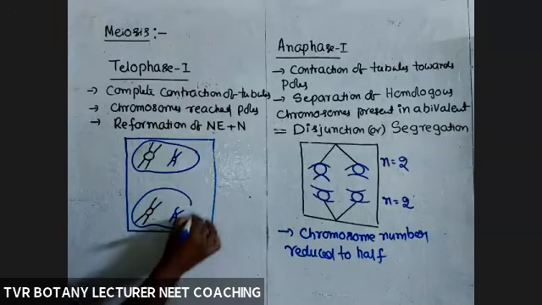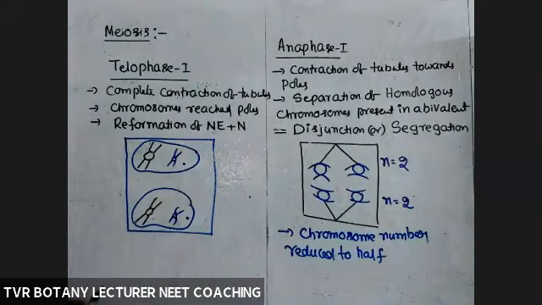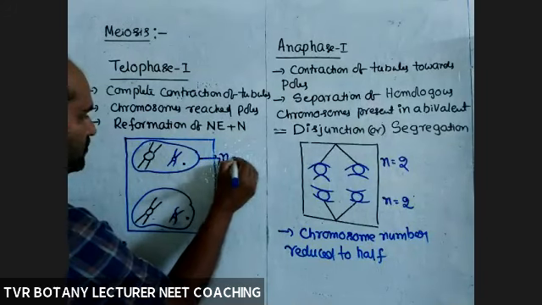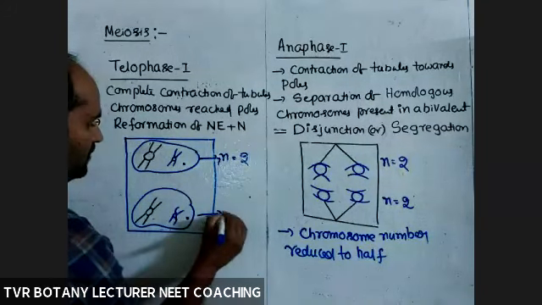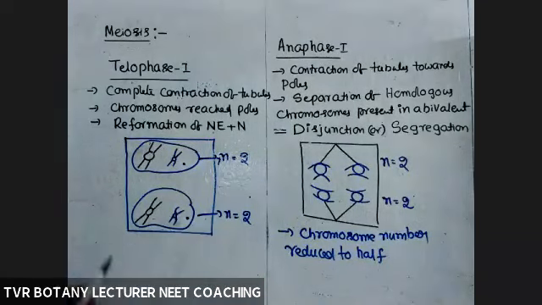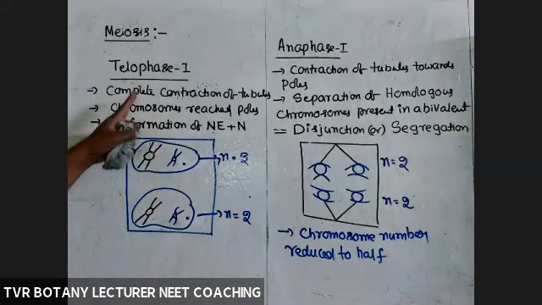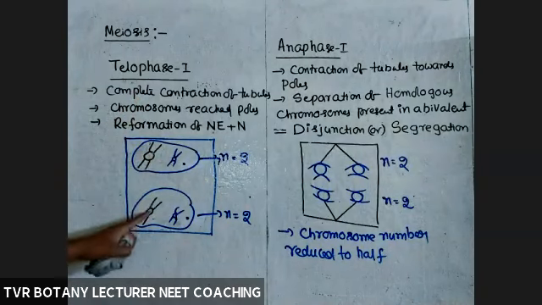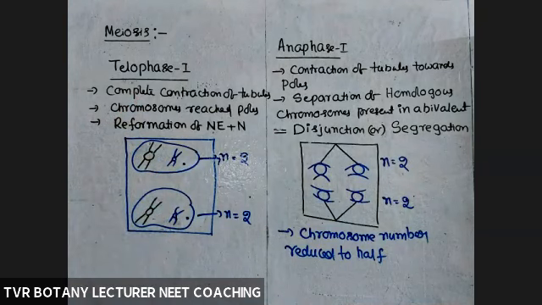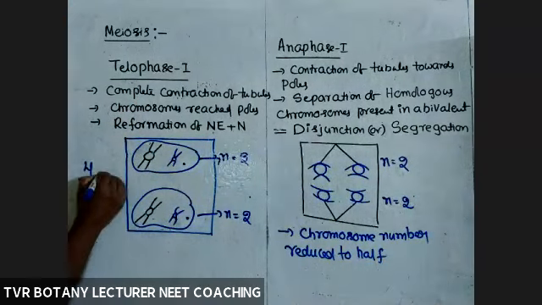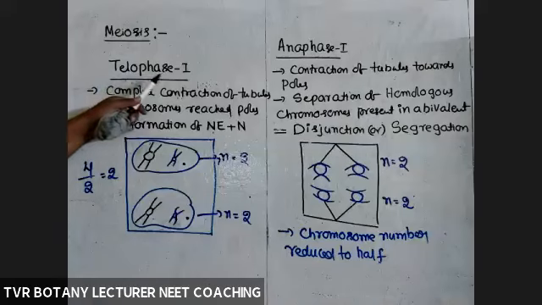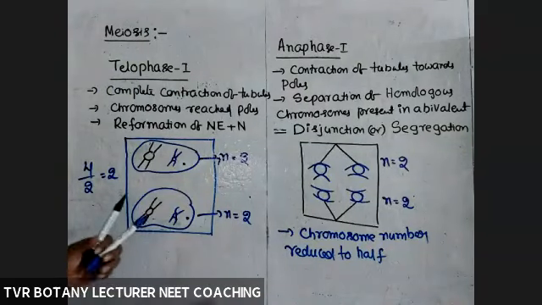Now reorganization of nuclear envelope, nucleolus. How many nuclei produced? 2 daughter nuclei produced. Per nucleus, n number of chromosomes, 2. Here also, n number of chromosomes, 2. Reduced to half or not? Basically, mother nucleus is with 4 chromosomes. Now, daughter nucleus, 2 chromosomes, 2 chromosomes. Chromosome number is reduced to half or not? 4 by 2. Per nucleus, 2. Okay. So that's about telophase 1. Next.